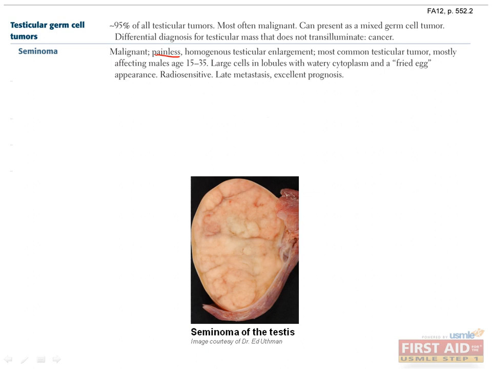Histologically, they appear as large cells in lobules with watery cytoplasm and have a classic fried egg appearance. As seen in this image, they can grow to be quite large. Even though these lesions are malignant, they are generally very responsive to radiation therapy. If they metastasize, they tend to do so late. Hence, seminomas tend to be associated with a good prognosis.